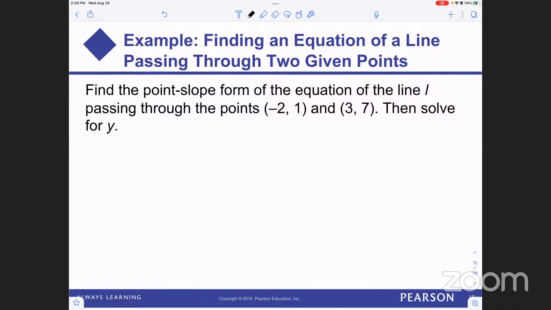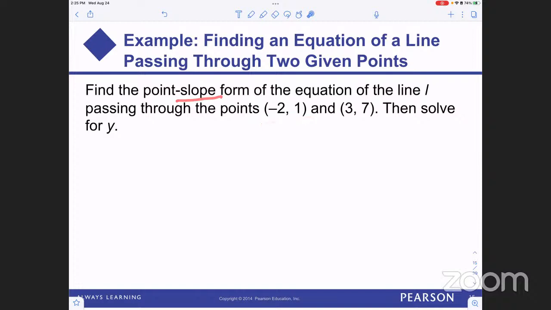Can anybody give me an overview or a plan of action? How can we go about solving this one? It's asking for the point slope, right? So when we're doing the point slope, what are the two pieces of information that we need? The point and the slope. Okay, do we have at least one point? Yes, we have at least one point.